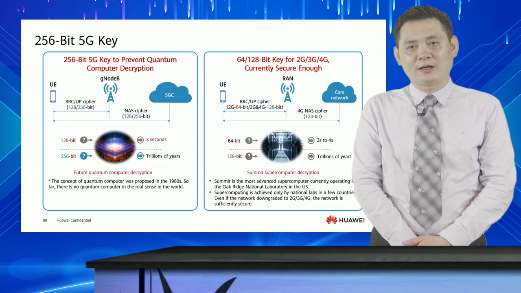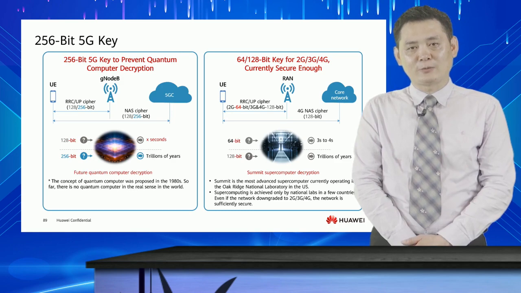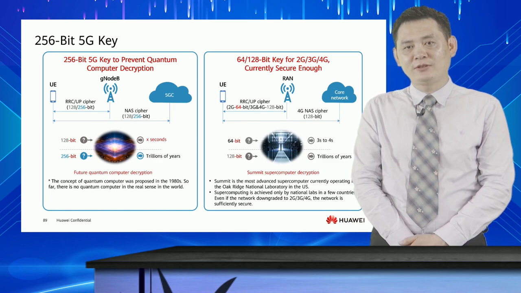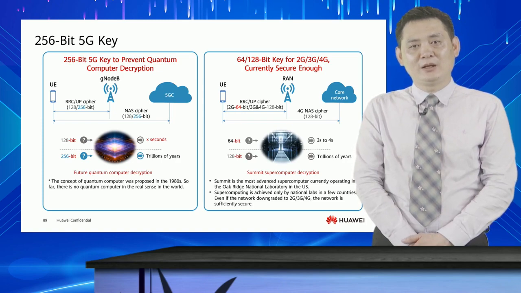64-bit keys are used by 2G networks. Currently, if the supercomputer with the most powerful computing capability is used, the 2G encryption key can be cracked within several seconds. To enhance security, 3G and 4G networks use 128-bit encryption keys. If a 128-bit encryption key is used, it may take trillions of years to crack the key using the current supercomputer. Currently, the 128-bit encryption keys used by 3G and 4G networks are secure, and supercomputers can hardly crack them.